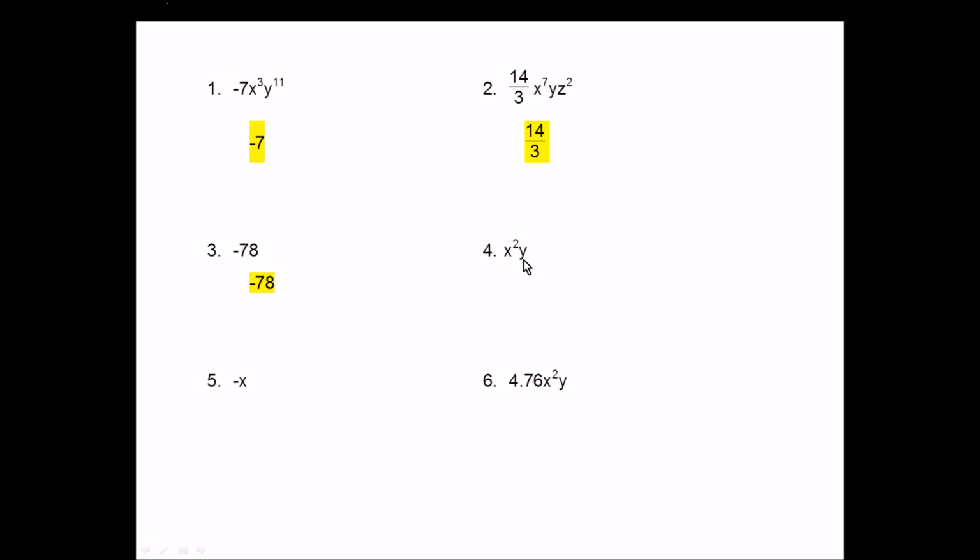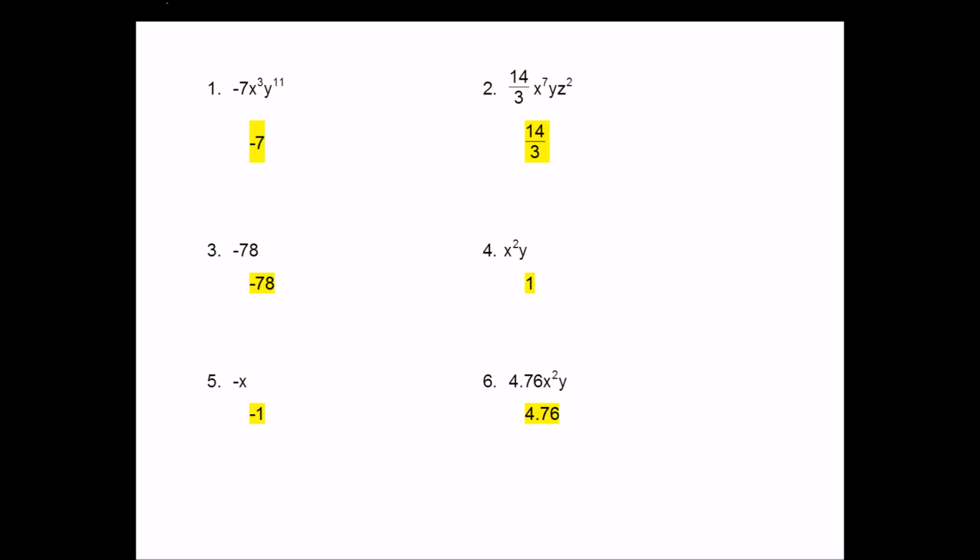For number 4, I have x squared y. Remember, according to the identity property, secretly sitting out in front of this is the number 1. So if you don't see a coefficient with the variable, it's understood to be 1. Negative x, remember that's really negative 1 times x, so its coefficient is negative 1. And then I have 4.76 x squared y. Again, those are the variables. So the 4.76, that's the coefficient. Remember, the coefficient is the number part of the term. For a constant term, it is its own coefficient. If you don't see a coefficient, it's understood to be 1. If you just see a minus sign, like number 5, it's understood to be negative 1.